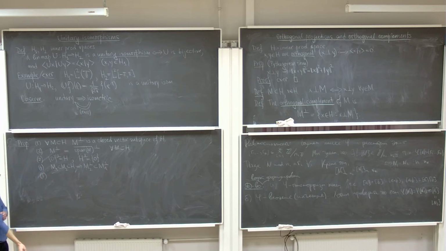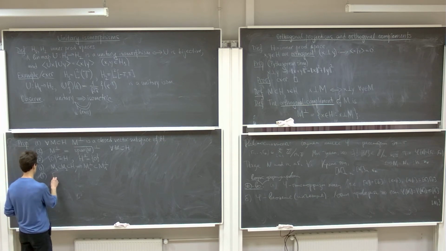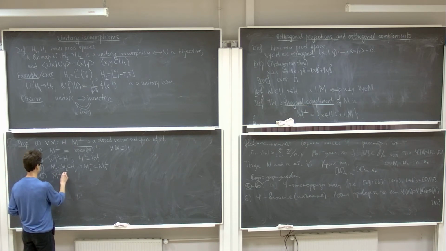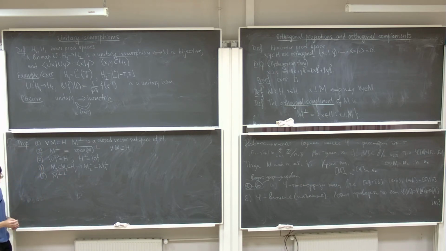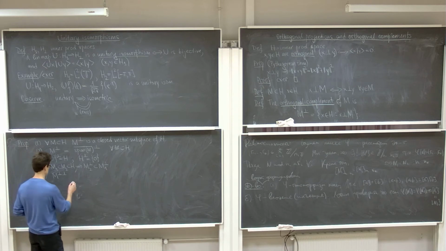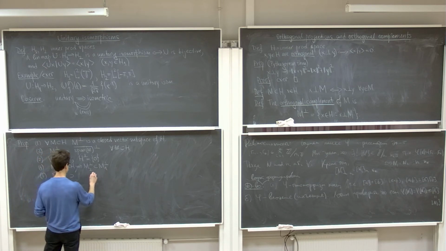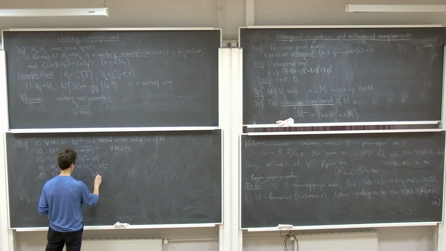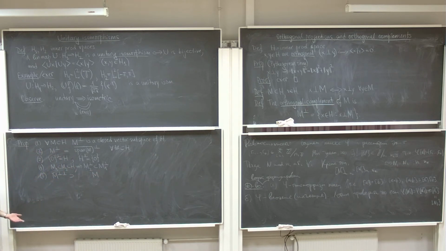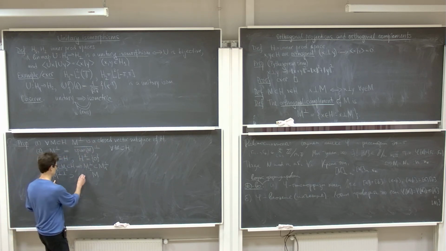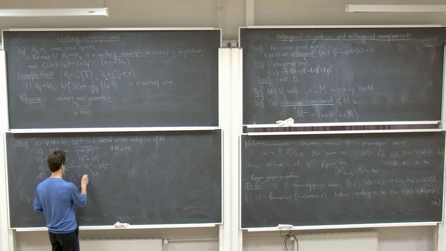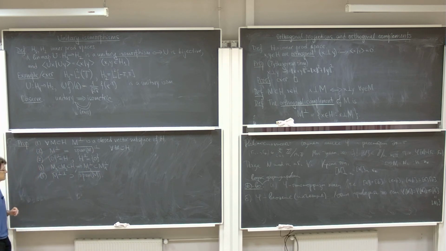And finally, what happens if we take the double orthogonal complement? That is, the orthogonal complement of the orthogonal complement. Well, first of all, it's obvious that this set contains M, just by definition, because M is orthogonal to its orthogonal complement. But since the left-hand side is a closed vector subspace, it also contains the closure of the linear span of M.